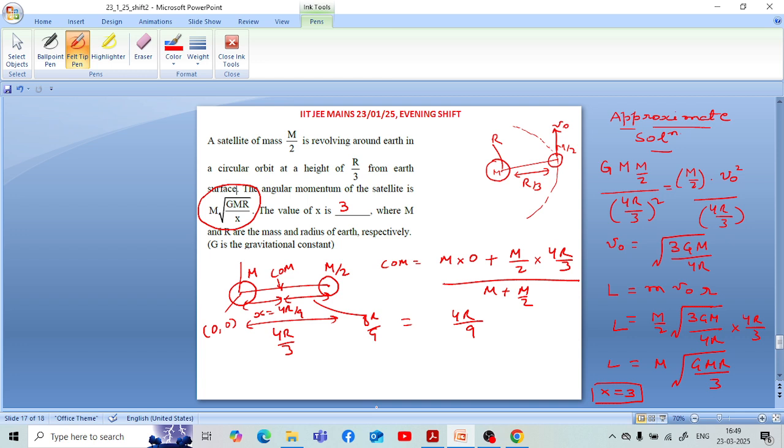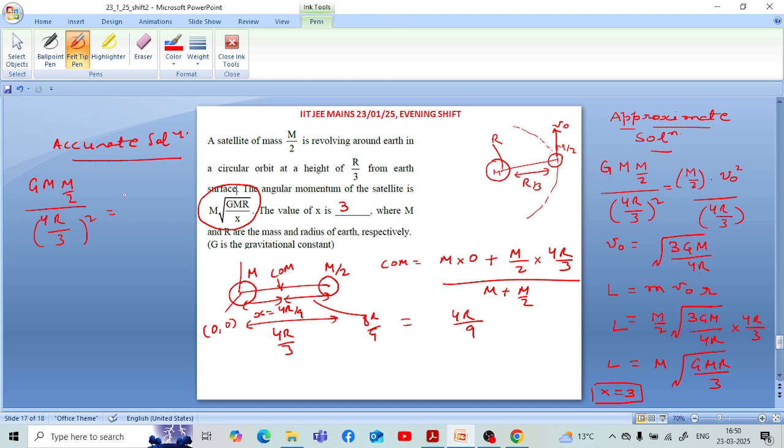Now, as we have solved for the approximate solution, now we apply the rule for the accurate solution. For the accurate solution, we have to equalize the gravitation force and the centripetal force. The centripetal force is provided by the gravitation force between them. So the gravitation force is given by G m1 m2 upon r square. The distance between them is 4R by 3, and its whole square.